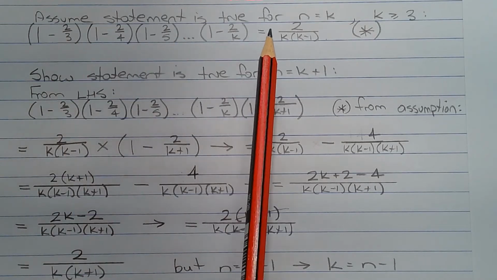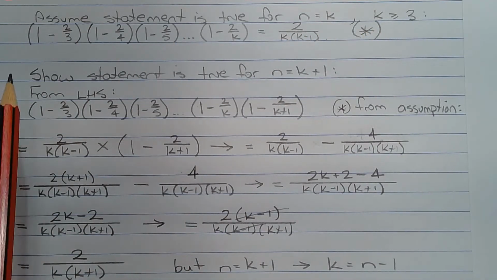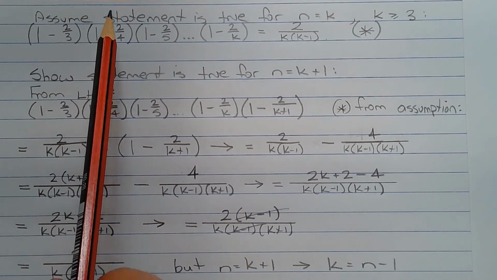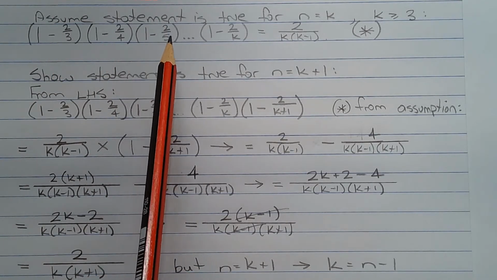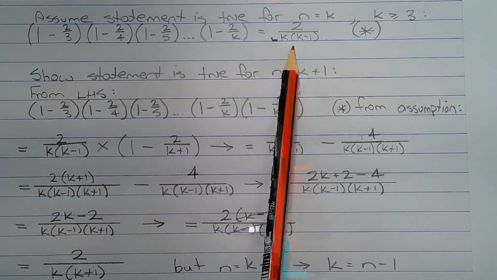Next, we assume the statement is true for n equals k for integer values of k greater than or equal to 3. That is, (1 - 2/3)(1 - 2/4)(1 - 2/5)...(1 - 2/k) = 2/(k(k - 1)).